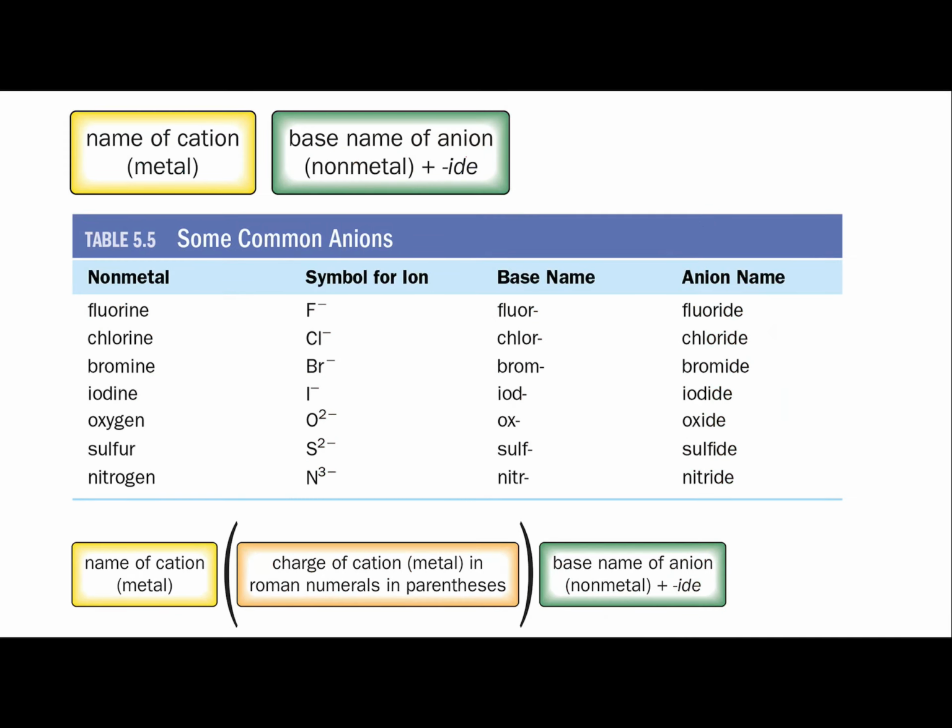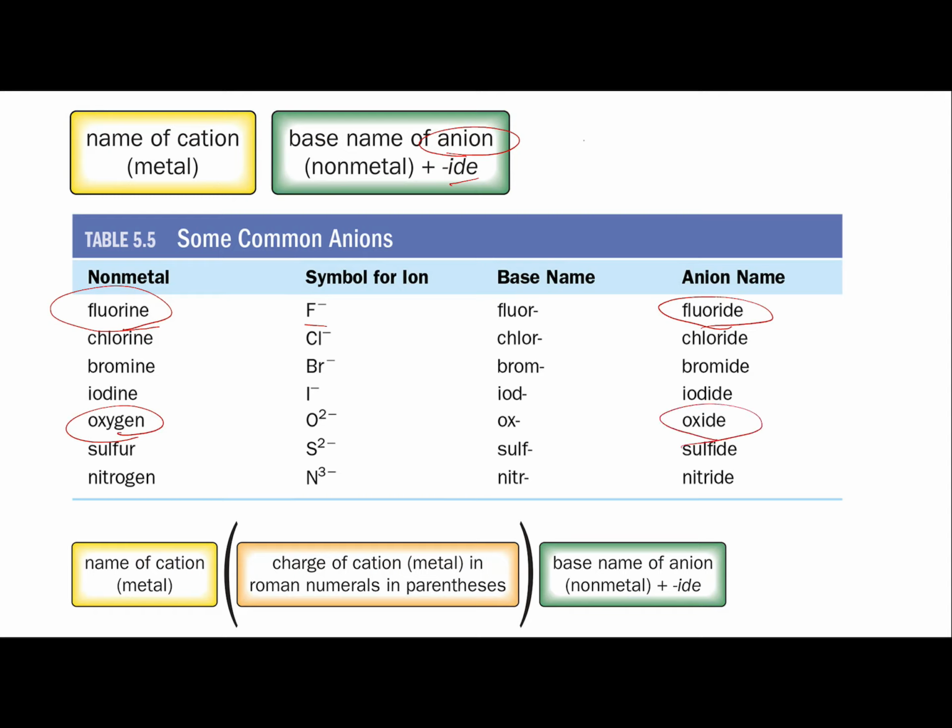Okay, naming ionic compounds. If they're binary, that just means they only have two elements, and that makes it easy for us. For binary compounds, we just say the name of the metal, and then the name of the anion or the nonmetal with an -ide ending. Here are some common -ide endings. Here's fluorine, an anion; we would say fluoride. Here's oxygen, oxide.